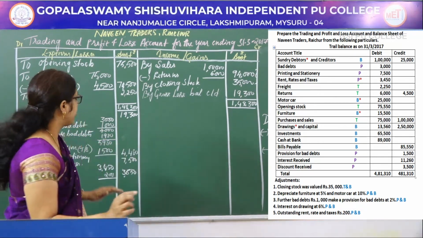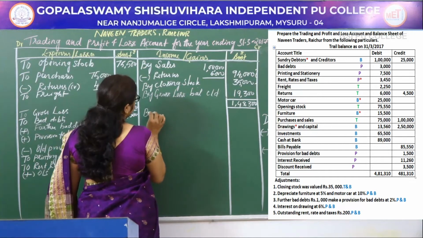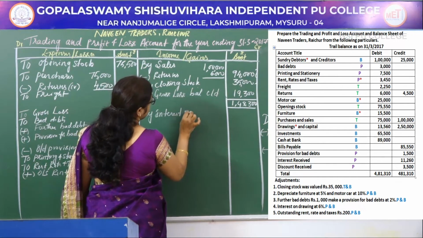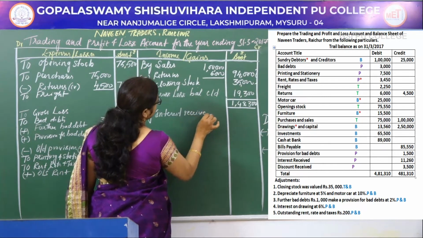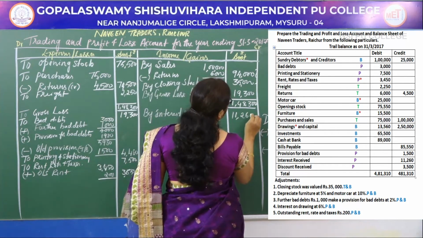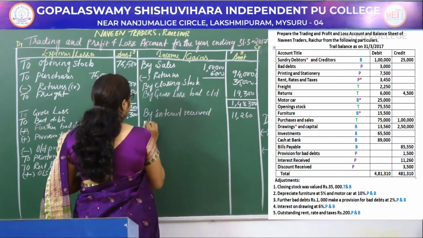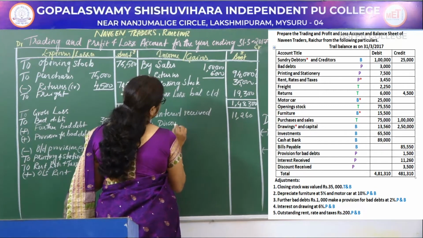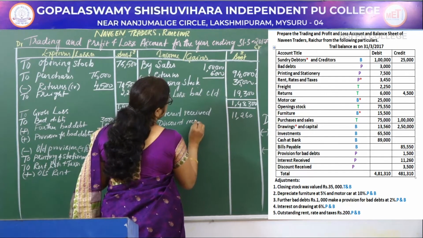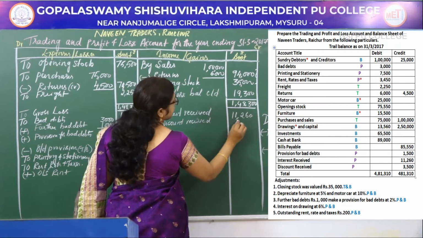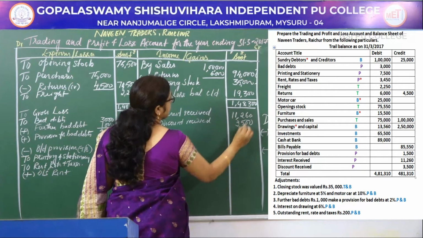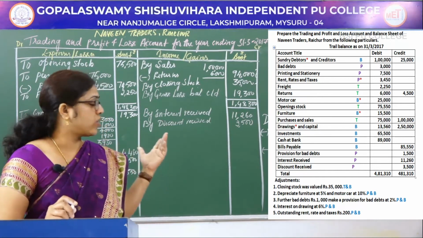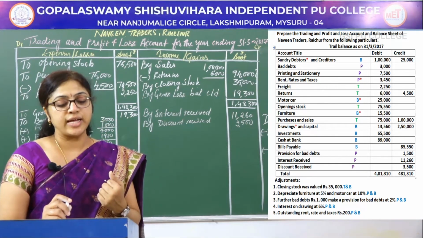Next, see the trial balance. Interest received is there. Record this one by interest received 11,260. This is income. Next one, by discount received 3,500. So all the items given in the trial balance, it is recorded. Once let us check the adjustment.